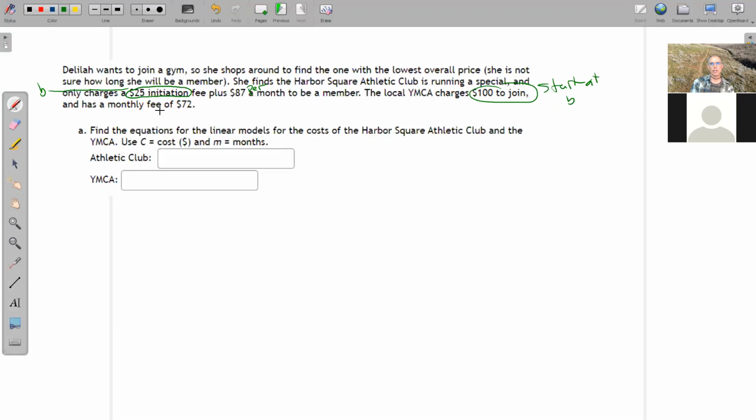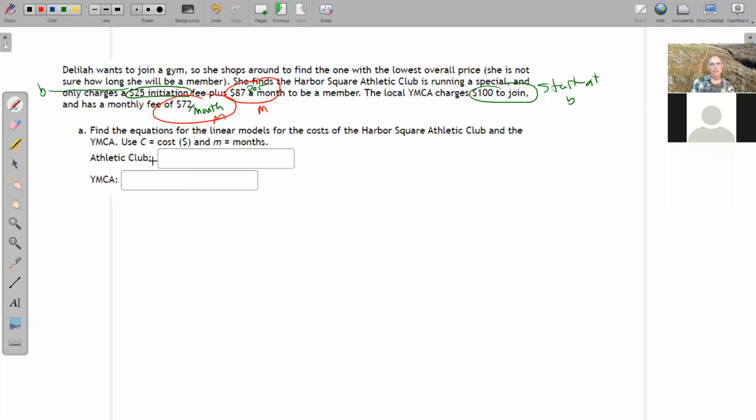And this one is the monthly fee, so that would be $72 per month. So those would be the slopes. This right here is an m, a slope, and this right here is another m.